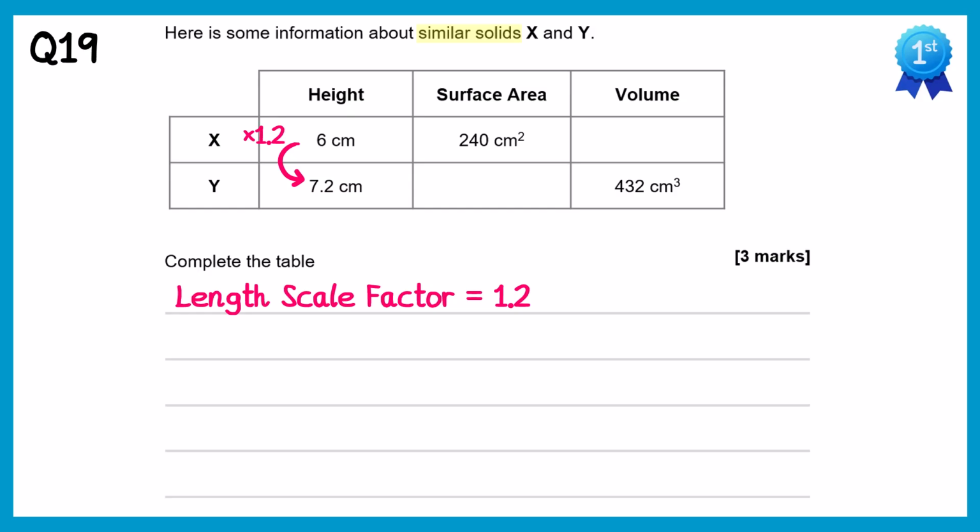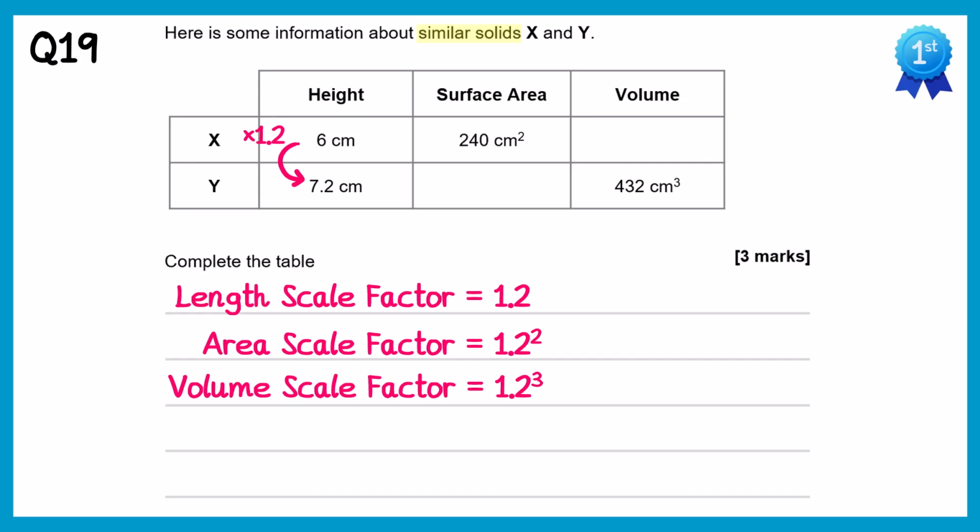We can then get the area scale factor by squaring the length scale factor, so it's just 1.2 squared. We can get the volume scale factor by cubing the length scale factor, so it's 1.2 cubed. We can then use these scale factors to work out the missing numbers in the table. So to work out the surface area for y, we would do 240 multiplied by the area scale factor, which is 1.2 squared. If you do this on your calculator, you get 345.6.